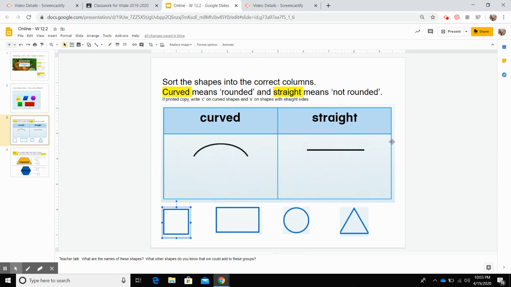Most of the shapes that we use in first grade either have all curved sides or all straight sides, although you will see some shapes, or you can draw some shapes that might have both curved sides and straight sides. So your job on this paper is to drag these shapes or draw or mark them with C and S where the curved shapes go that are rounded, or where the straight shapes go, the ones that have straight lines. Now this is just one line, and we know that our shapes have more than one line because they have more than one side.